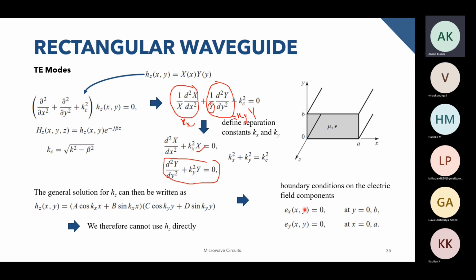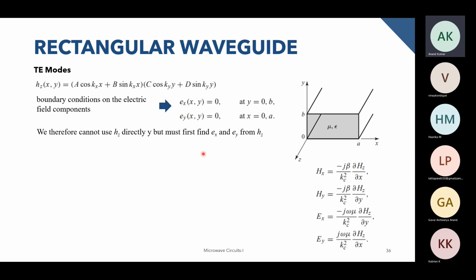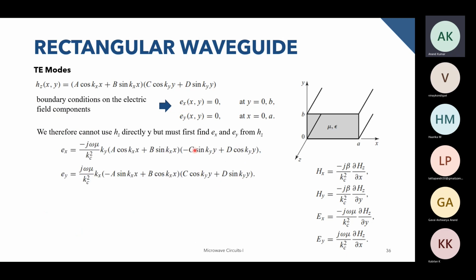Now we know that the electric field on this metal, like PEC, will be 0. So using that information, we will try to solve this. But again, we have electric field over here and magnetic field over here. So we'll first need to find out the electric fields, Ex and Ey. We have these four equations that we used earlier, where Hx, Hy, Ex, and Ey were given in terms of Hz. So we calculate the Ex and Ey terms using them. So we just substitute the Hz over here.